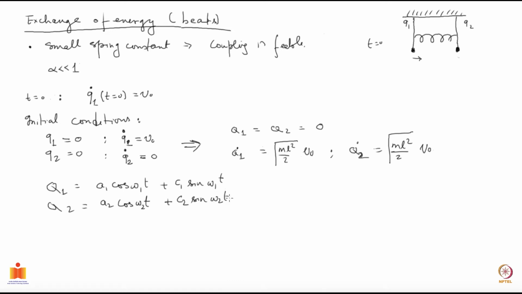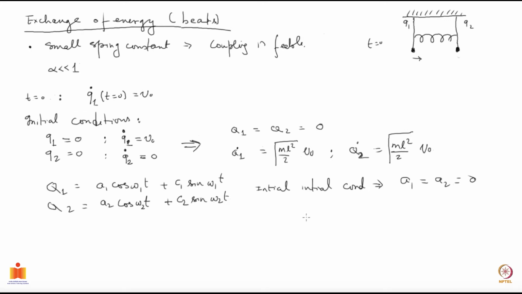Now if I put in my initial conditions, they imply that A1 and A2 are 0. Why? Because Q1 and Q2 are 0 at time t equal to 0. So clearly when I put t equal to 0, the sine terms will vanish, but the cosine terms will give a non-zero contribution unless A1 and A2 are 0. So clearly the initial conditions imply that A1 is the same as A2 and they are both 0.